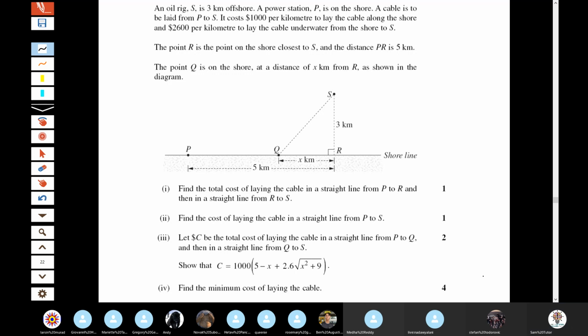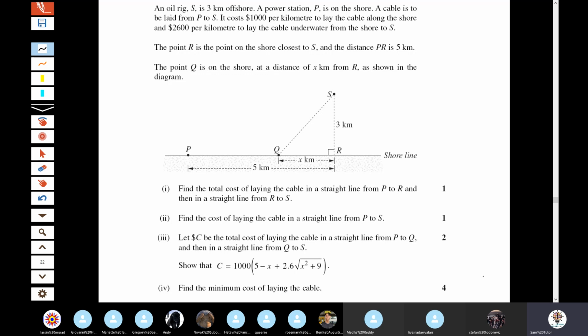Because the way you're reading, I think you read the whole thing, and I think all of you guys do that. So you read 4 or 5 sentences, but this is the way I read, and I'll try to verbally say it out loud. An oil rig S, okay, S, I look for it straight away. I find it. Is 3 kilometers offshore. I get it. So now that's offshore, S is in the sea. So I stop. Every time there's a full stop, I'm stopping. A power station P, I look at P now, it's all the way there. Is on the shore, right. A cable is to be laid from P to S, right.